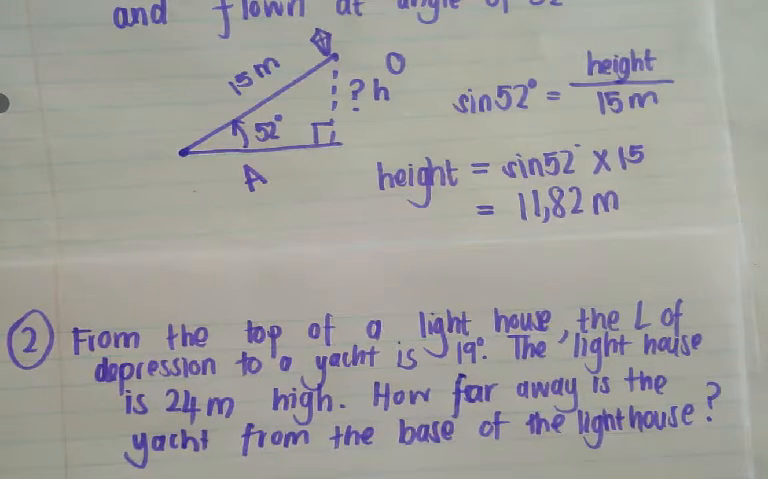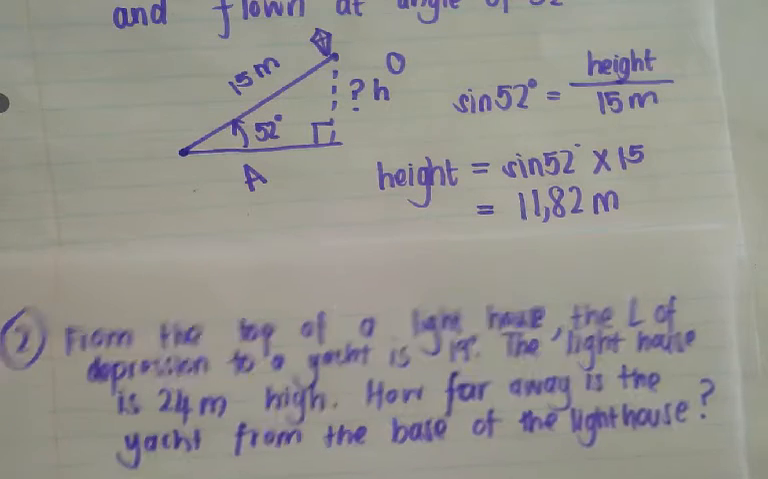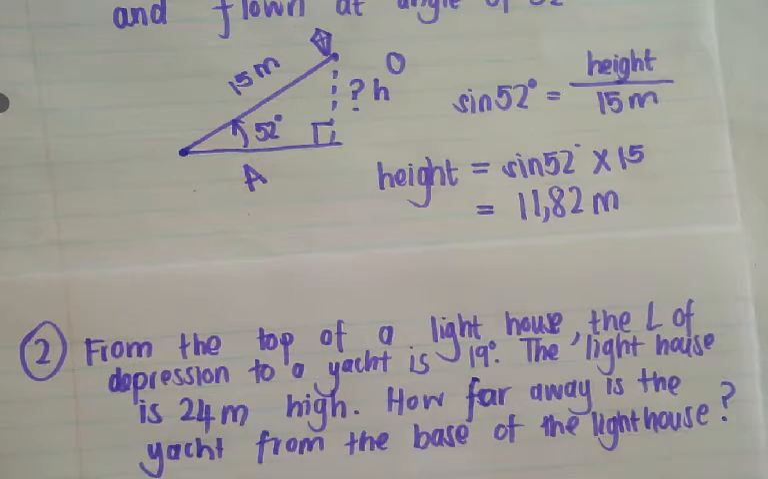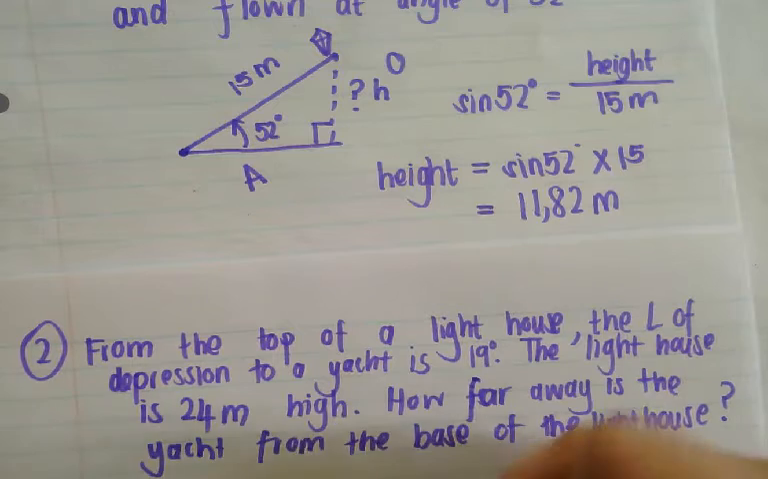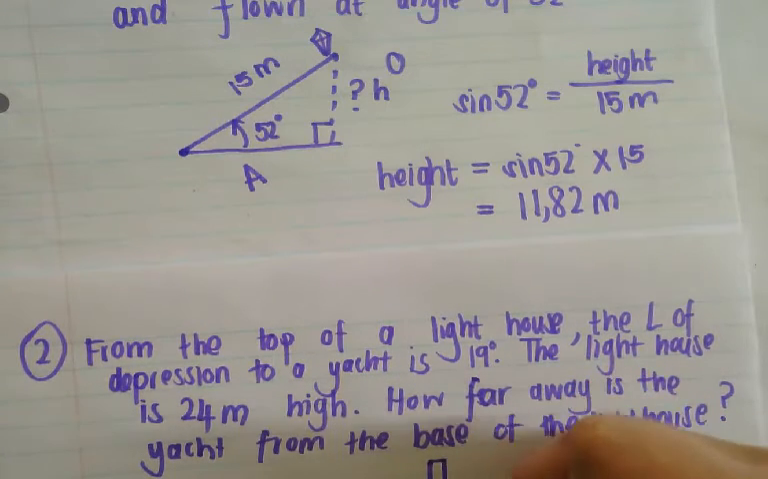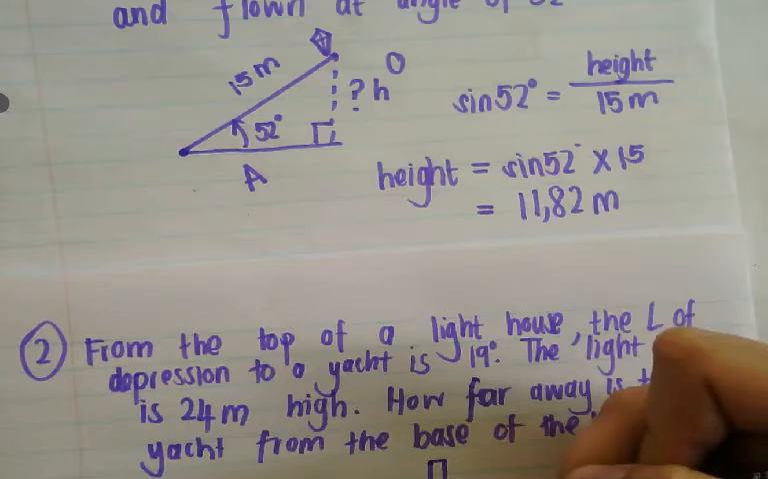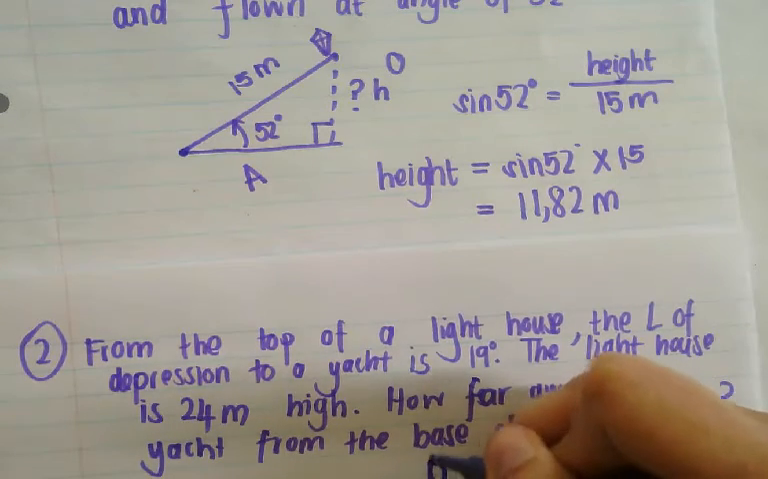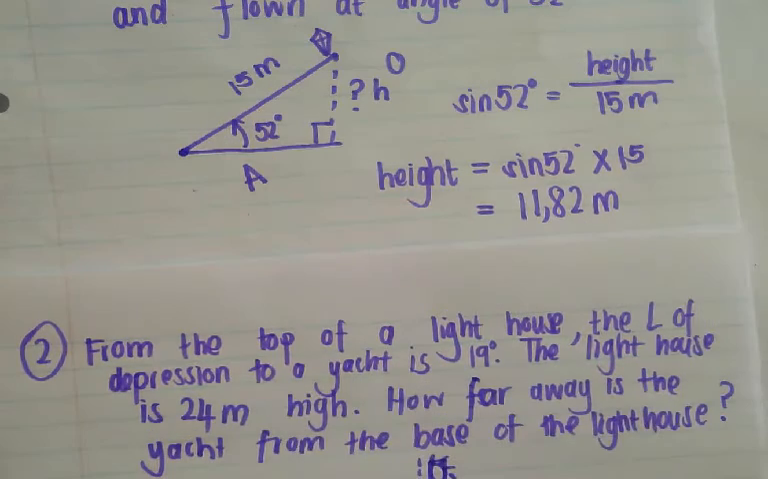So there's my word sum. From the top of a lighthouse, the angle of depression to a yacht is 19 degrees. The lighthouse is 24 meters high. How far is the yacht from the base of the lighthouse? So draw yourself a little picture. There's my lighthouse with a light, I guess. Here's my little yacht.